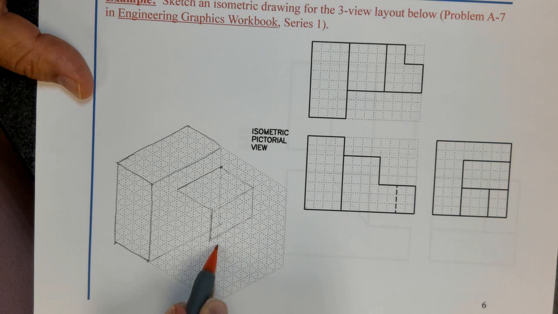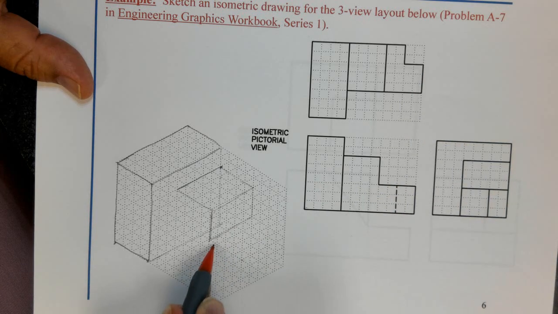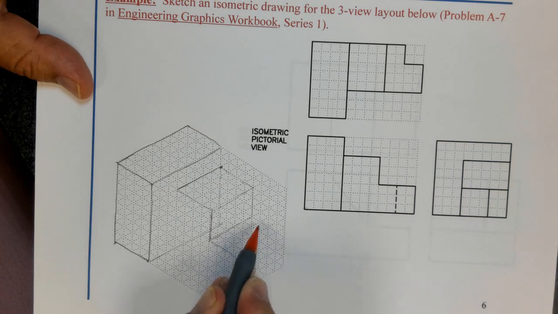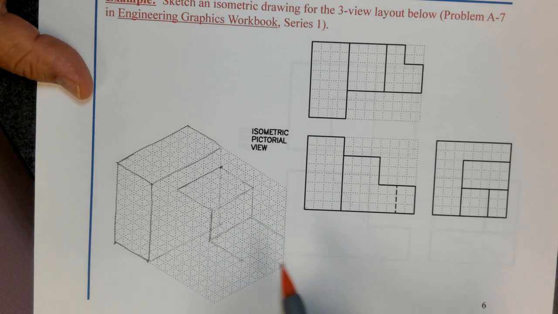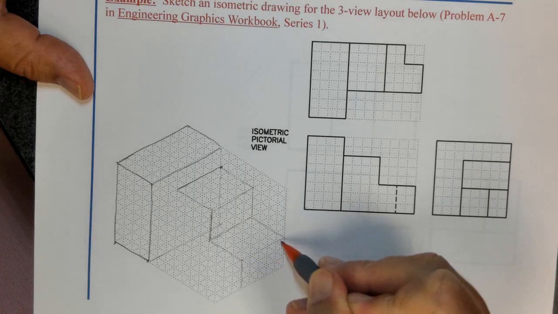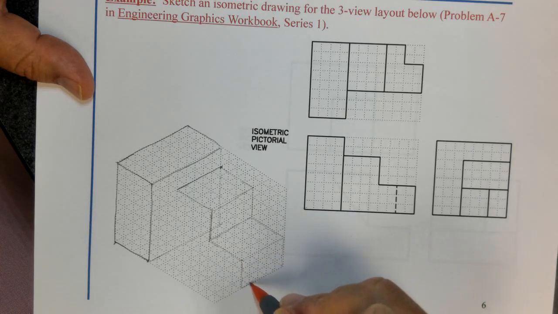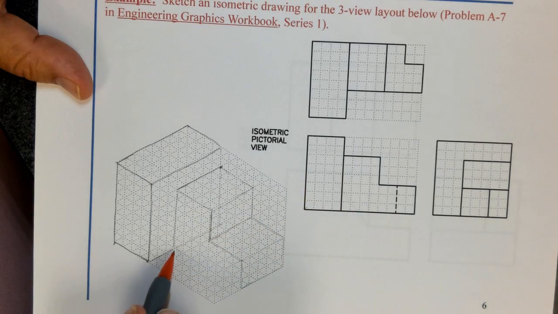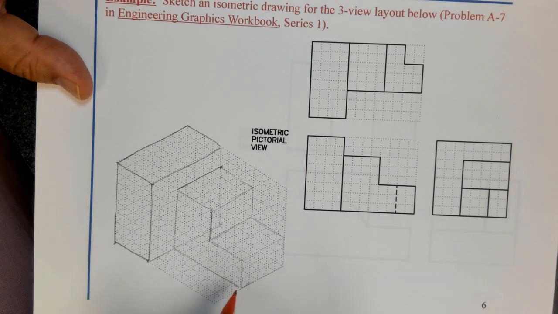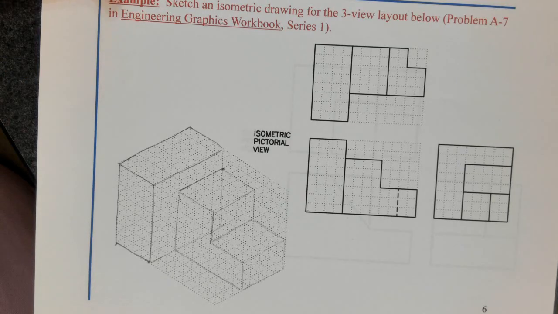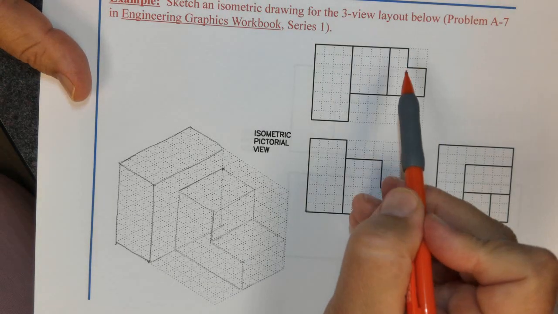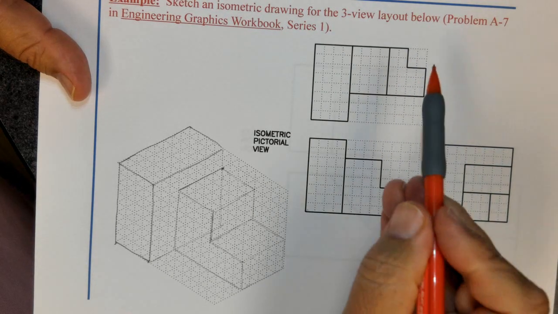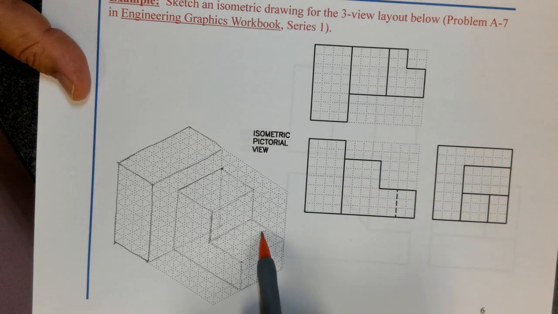So 1, 2, 3, 4. I'm not going to put the notch in just yet. I'm just going to kind of box that in like that. Come down here. I'm just boxing in the steps now. Okay, now I have to put that notch here. Okay, so that's a 2x2. So it kind of goes like this.